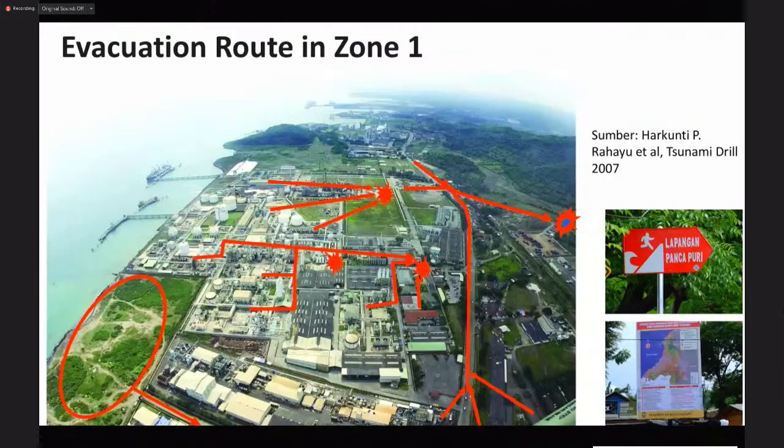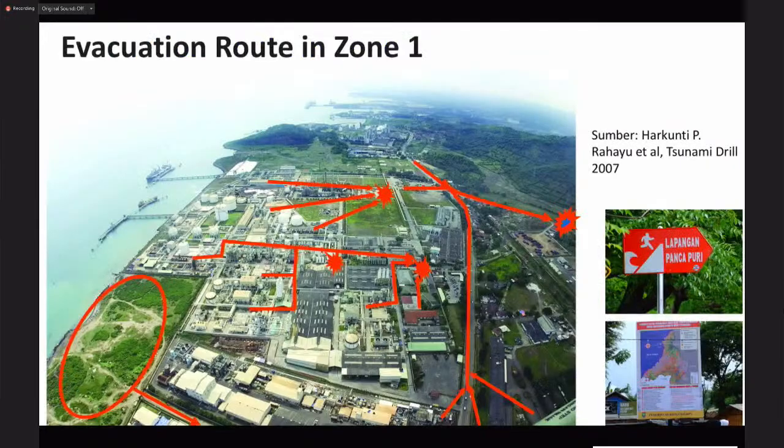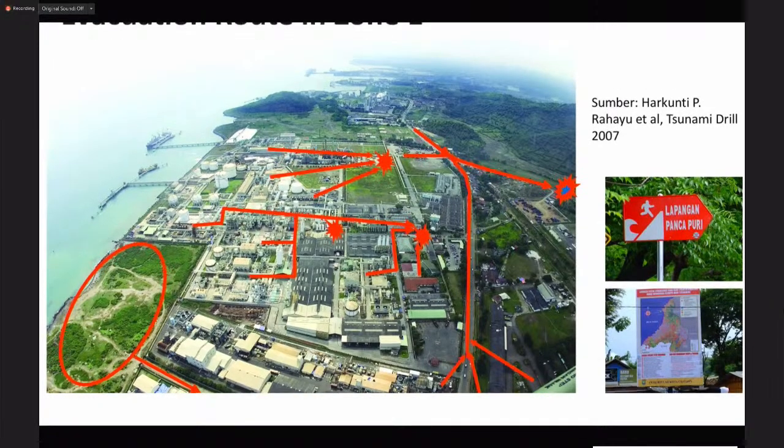So after that, the local government doesn't understand this map, but we have to make it simpler, so that they know what they need to do, how they can evacuate all the workers in the area and all the community living near the industrial zone.